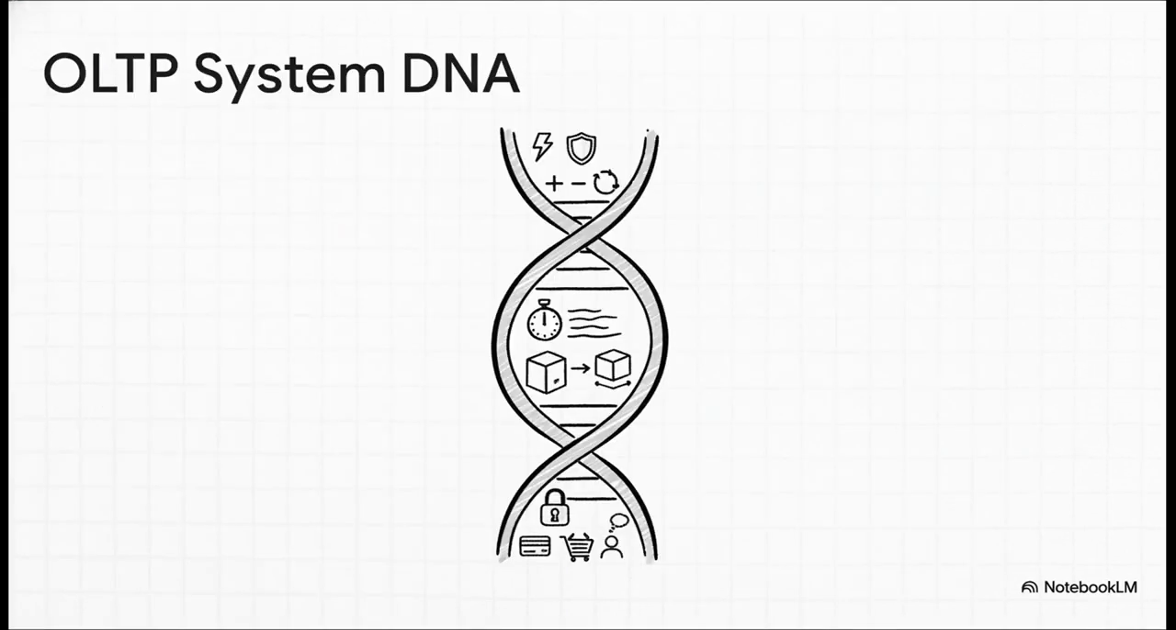So let's take a look at the DNA of these systems. Their entire existence is this constant balancing act between raw speed and perfect data integrity. They're not designed for you to ask big, complicated questions. No, they're built for super simple atomic actions. Add a record, update a record, delete a record. That's it. Because in the world of banking or e-commerce, there is absolutely zero room for error. Every single transaction has to be flawless and has to be instantaneous.